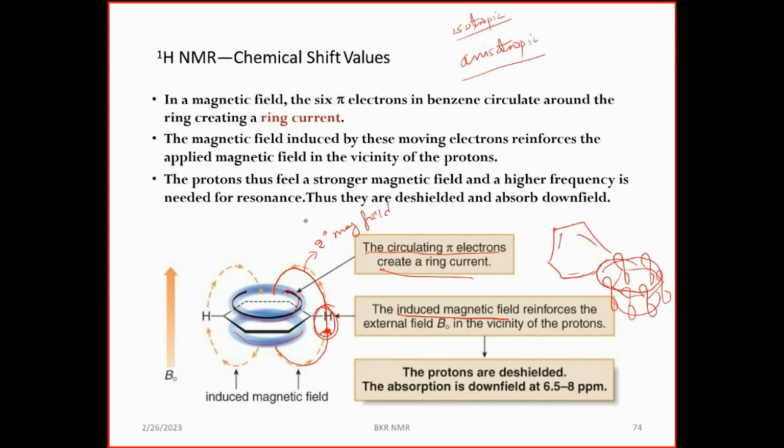It is also known as induced magnetic field. And this induced magnetic field is aligning. You can see the arrow, up arrow. At the hydrogen, up arrow. It is aligning with the external magnetic field.